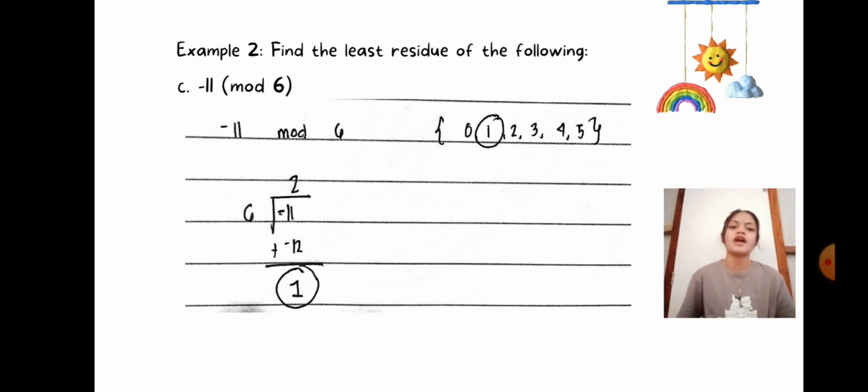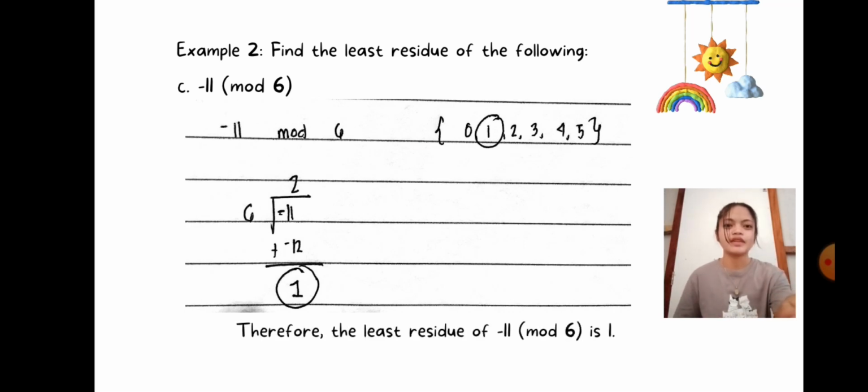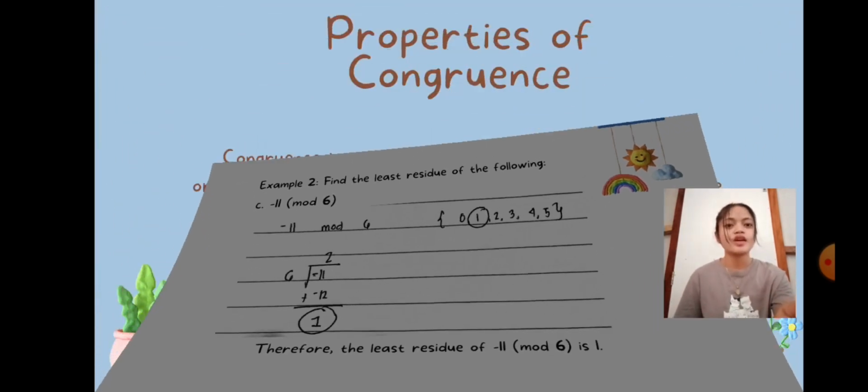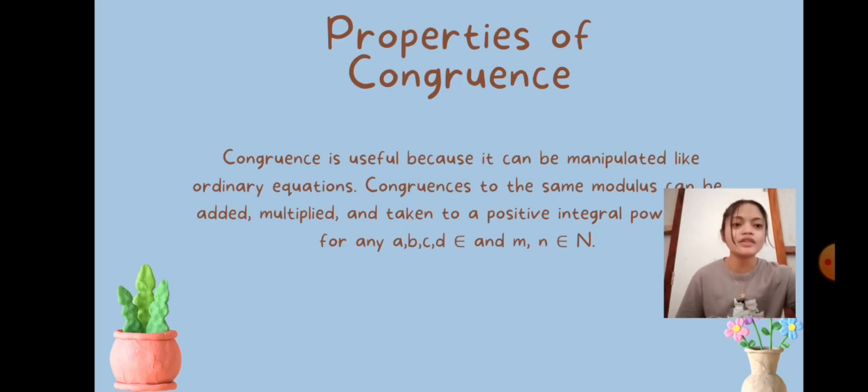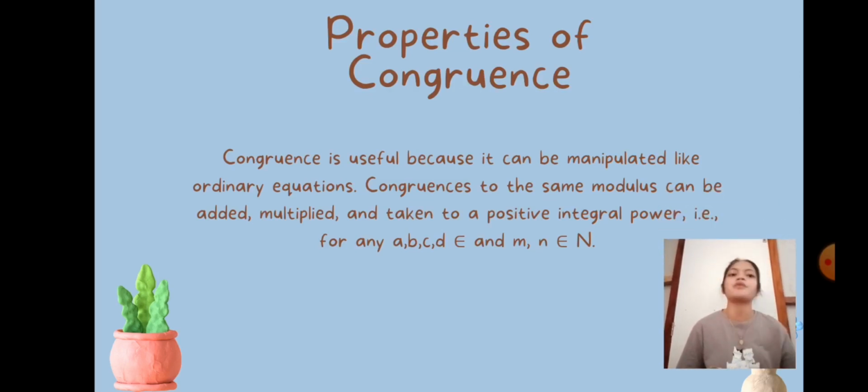So, always remember nga, every time gani nga mag-divide tog negative, ato siyang sakaan. Unsa ang mas dako, mas taas ana. So, for example, mag-divide nga ni negative 11, we got 12 para makakuha ta og positive nga remainder. So, nasabtan ra. Therefore, the least residue of negative 11 mod 6 is 1. So, yes, that's all about the congruence. Now let's move on to the properties of congruence.